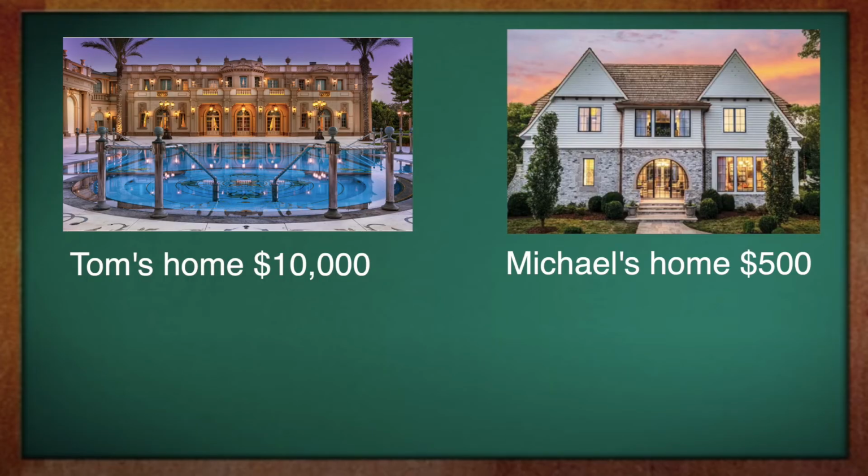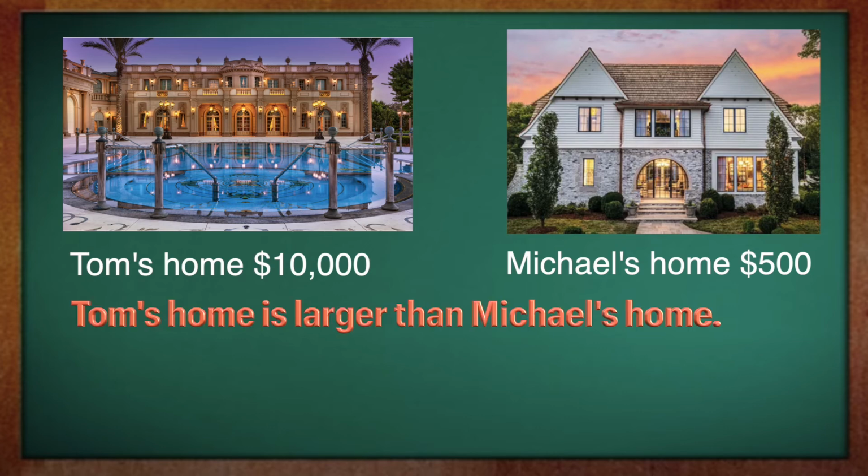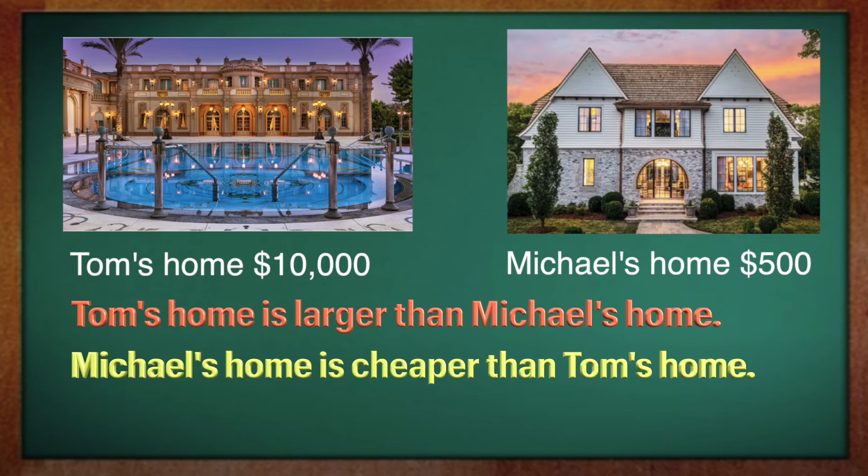Okay, let's take a look at some examples here. There are 2 homes here. You have Tom's home and Michael's home. I can say something like, Tom's home is larger than Michael's home. Or I can say, Michael's home is cheaper than Tom's home.